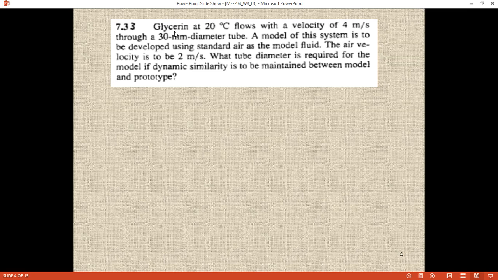Now, to find out the flow, we have to develop a model. A model of this system is to be developed using standard air. We do not have the glycerine available, so we are going to test the same phenomena with the air. The air velocity is to be 2 meter per second. What tube diameter is required for the model if dynamic similarity is to be maintained? So we have to find out the model diameter.